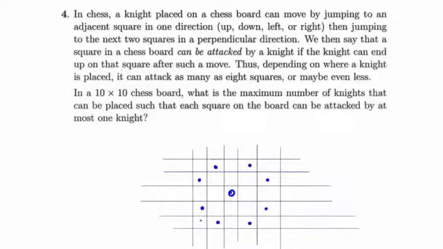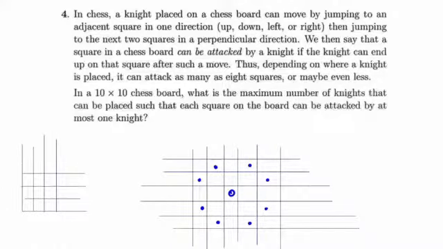But for example, if it is in the corner, let me show you. If it is in the corner like this, then it can attack, for example, only 2. Here and here, because the other 6 cells are outside the square.